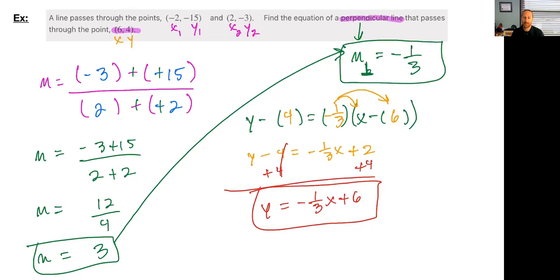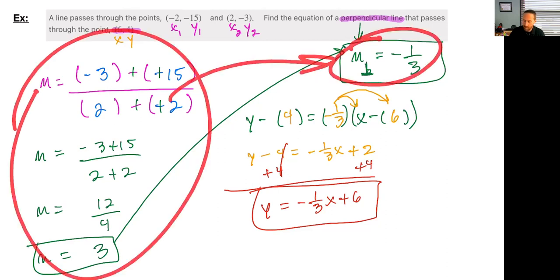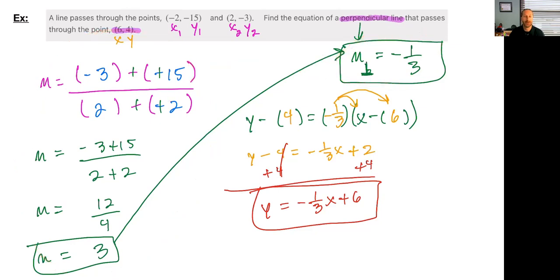And that, my friends, is something that you will do constantly in Calc 1. But again, how we find the slope will actually require a little bit more work to be expected in calculus.